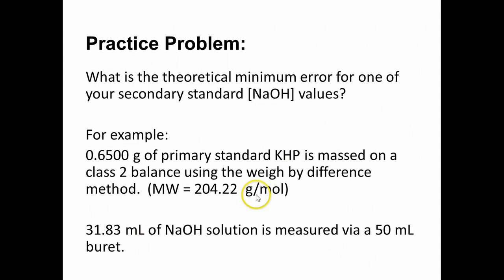There's a couple things you want to note from this problem. One is that we're using weight by difference in order to weigh out the mass of the primary standard, and it's using a class 2 balance. I see these little clues here, and the other thing we want to talk about is that the solution is being measured out by burette. This will become clear to you once we're in the lab, what I'm talking about here and why these particular aspects are important.